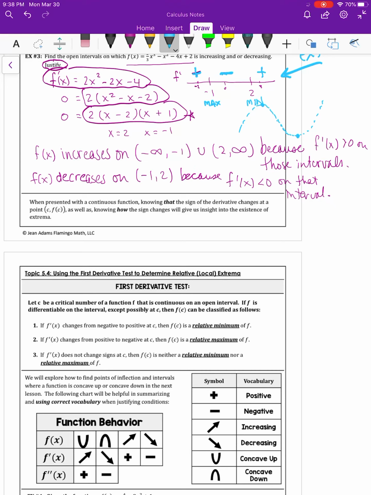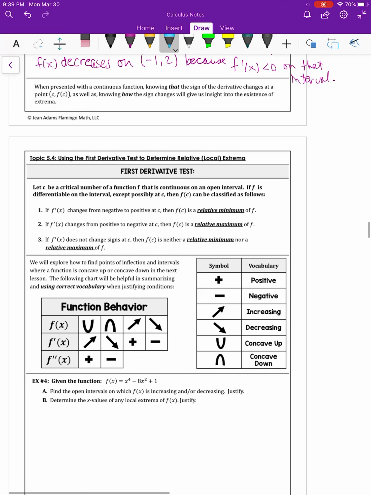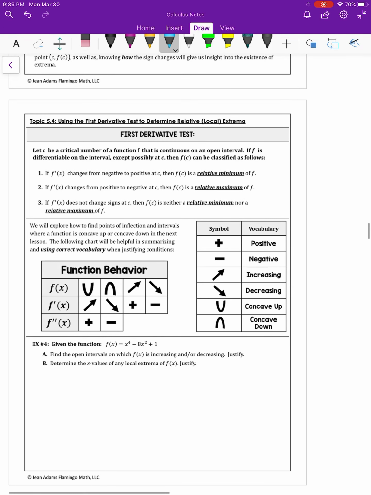That you can use a sign chart and you can see whether you have a max or a min. If you're going from positive to negative at a critical point, then it's a maximum. If you're going from negative to positive at a critical point, it's a minimum. So now let's read it. Using the first derivative test to determine relative extrema.